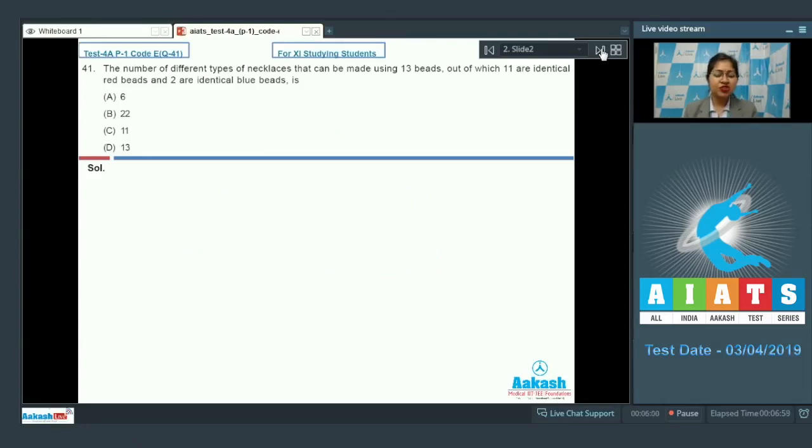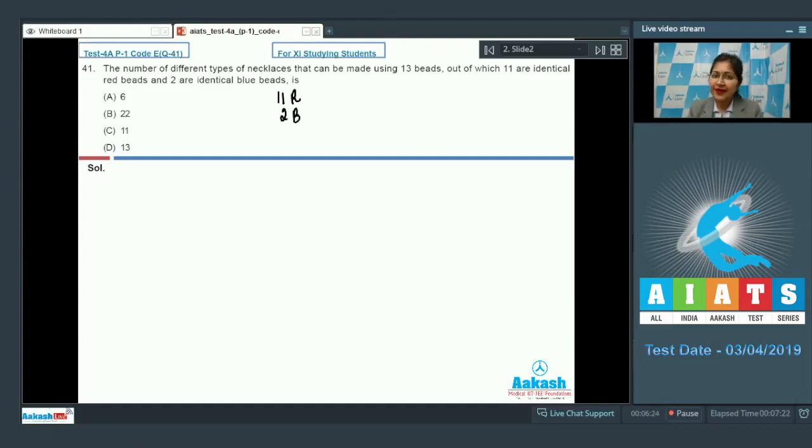So let us start with question number 41, which says that the number of different types of necklaces that can be made using 13 beads, out of which 11 are identical red beads and 2 are identical blue beads. So we have 11 red beads and 2 blue beads.